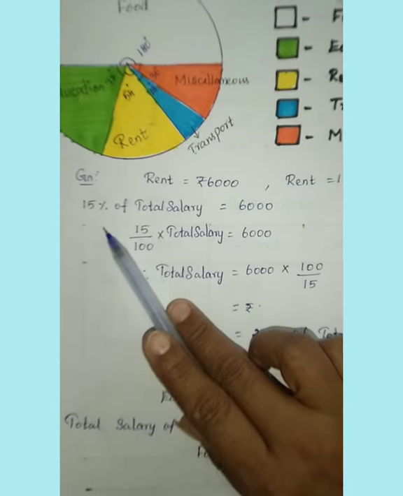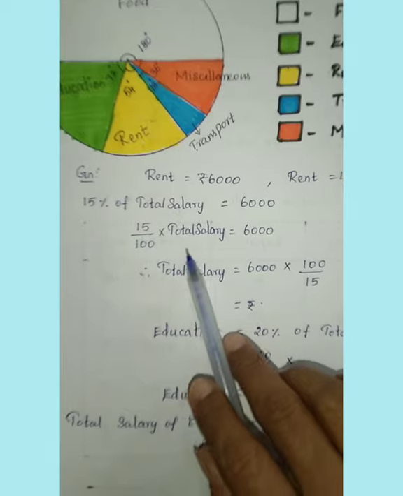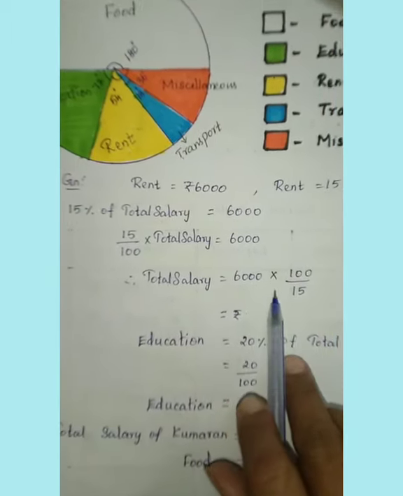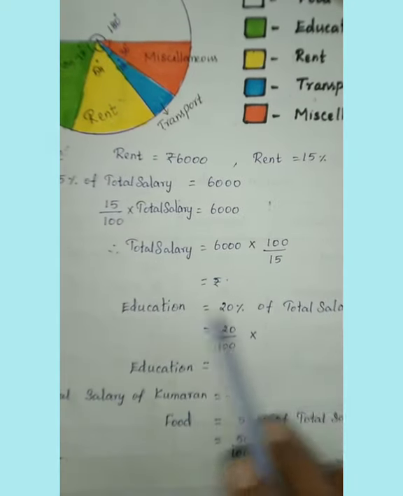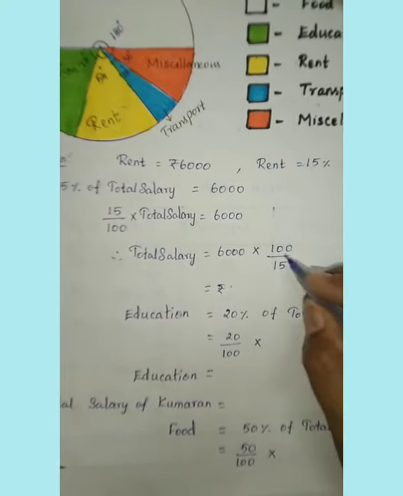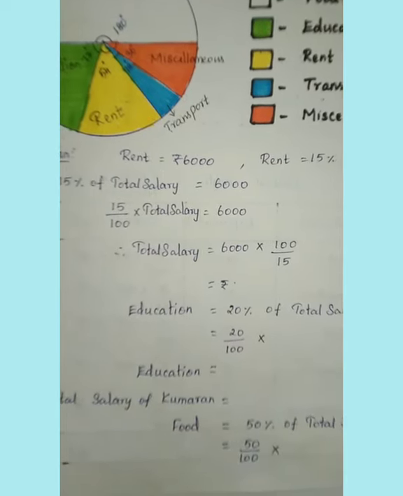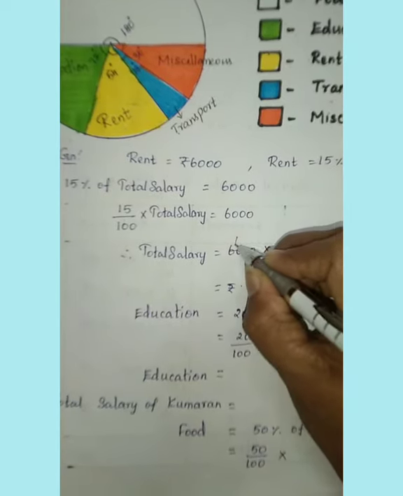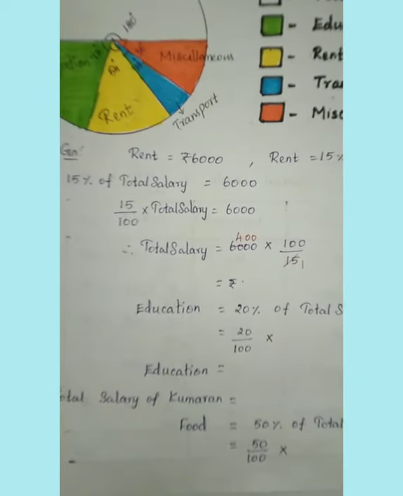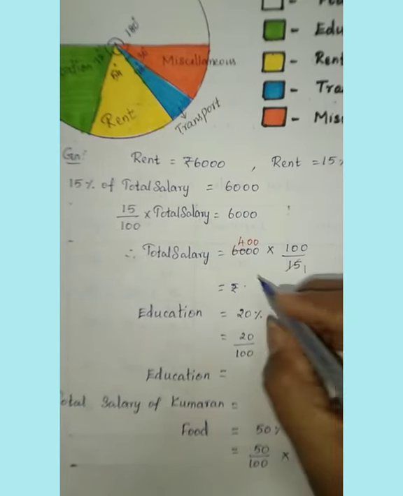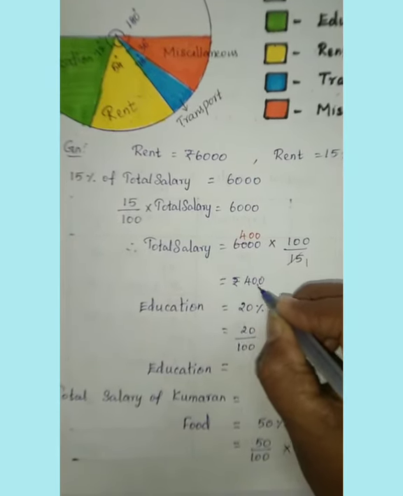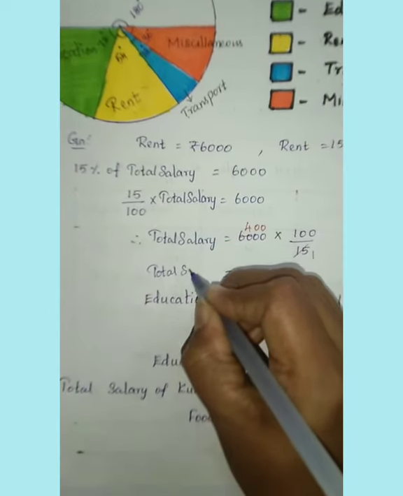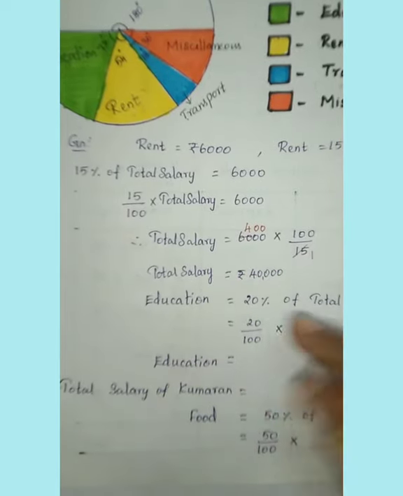So 15% means 15 by 100 into total salary equals 6,000 rupees. Therefore total salary equals 6,000 into the reciprocal of 15 by 100, which is 100 by 15. Then we can cancel. 15 fours are 60. So double zeros are there, 400. So 400 into 100 is 40,000 rupees. That is the total salary of Kumaran.